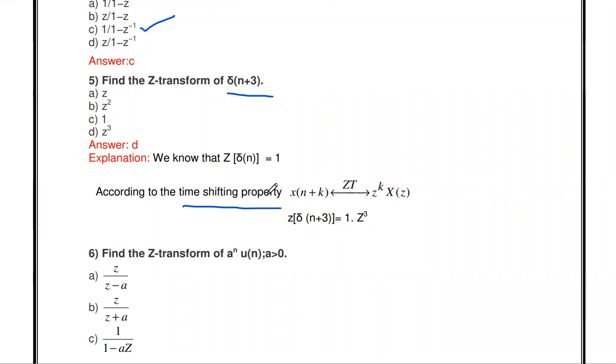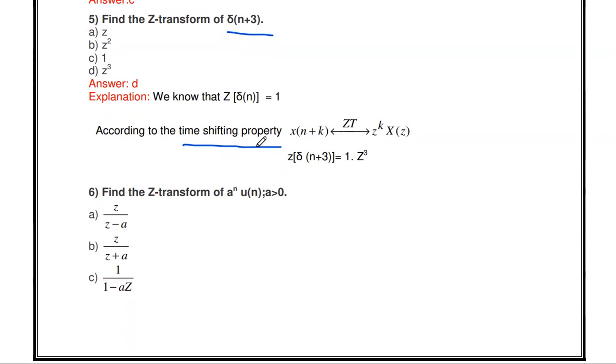Okay, time shifting property of Z transform. What is the time shifting property? According to the time shifting property, if the x of n sequence has the Z transform capital X of z, then x of n plus k has the Z transform X of z multiplied by z power k. Similarly, if you want to find the Z transform of x of n minus k, it is z power minus k multiplied by X of z. Okay, so this is the time shifting property.